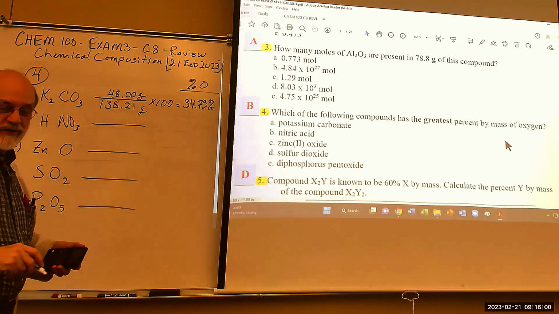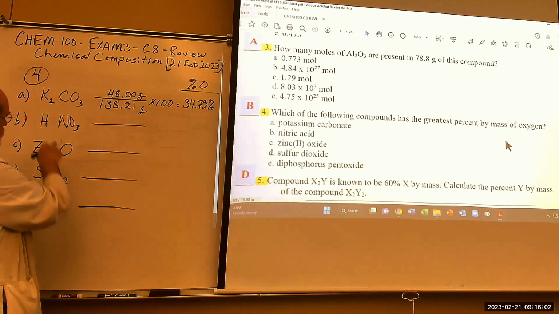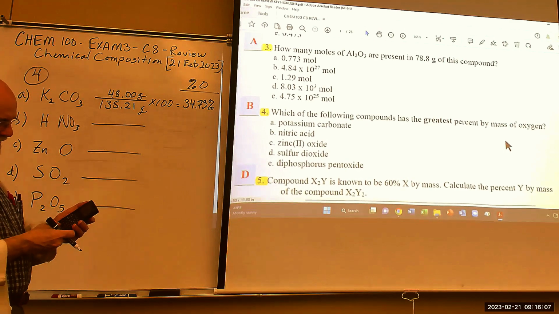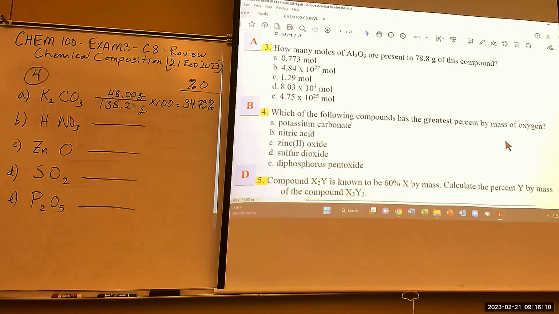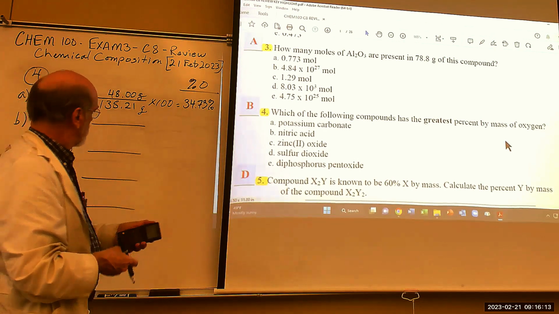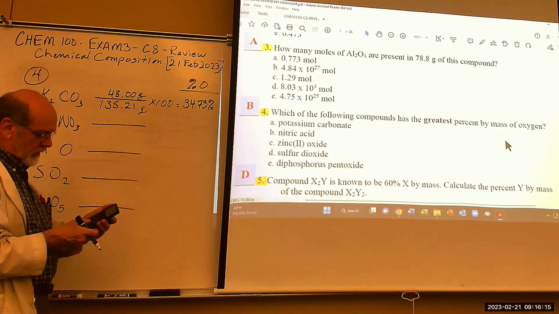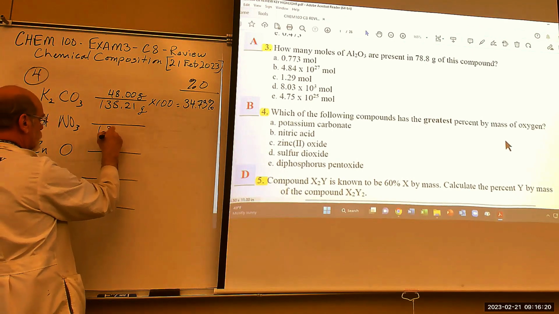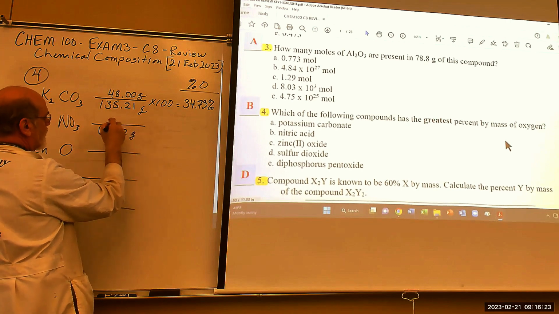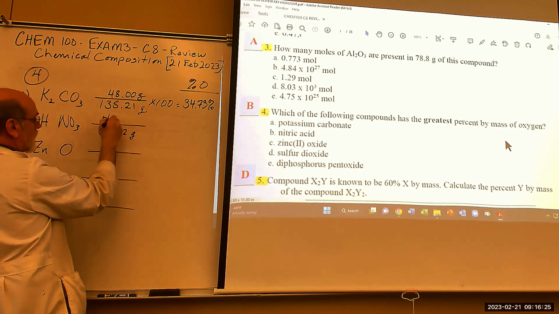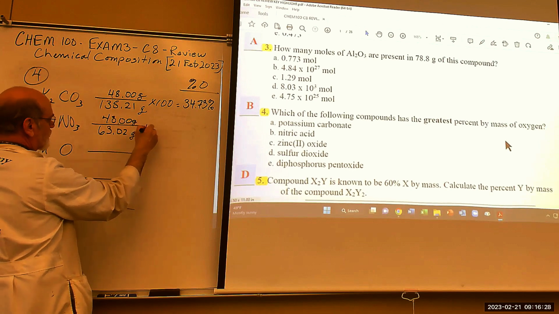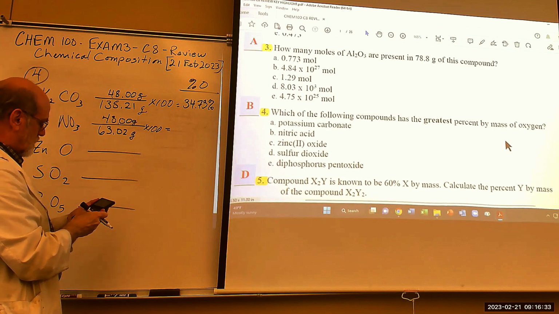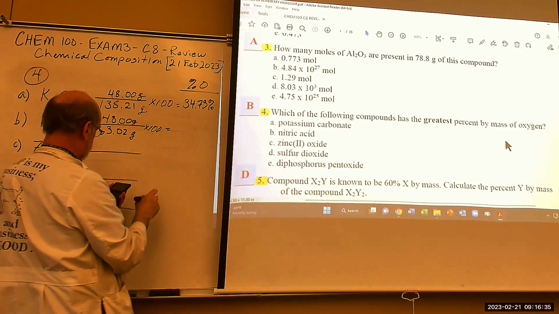Okay. Nitric acid, HNO3. So we have 1 hydrogen at 1.01. We have 1 nitrogen at 14.01. And we have 3 oxygens again, 48. So that's 63.02 grams. And we have 3 oxygens again, so we're 48 grams times 100. And that comes out to 76.17.